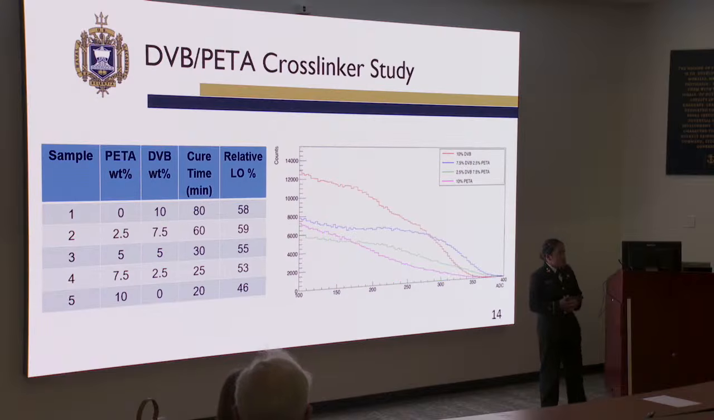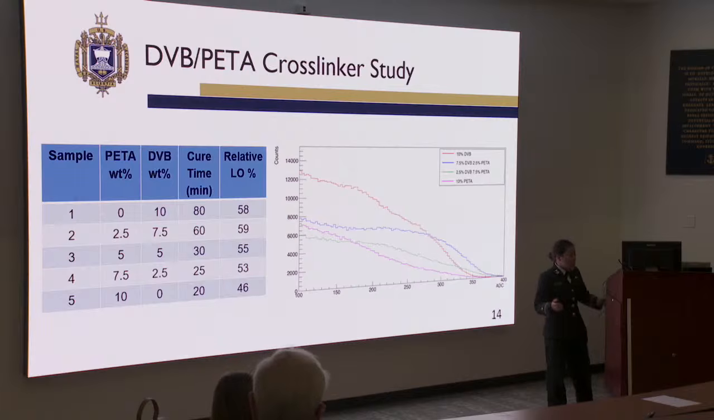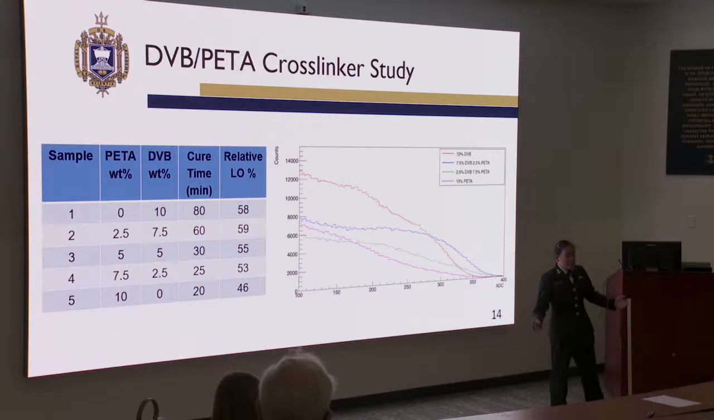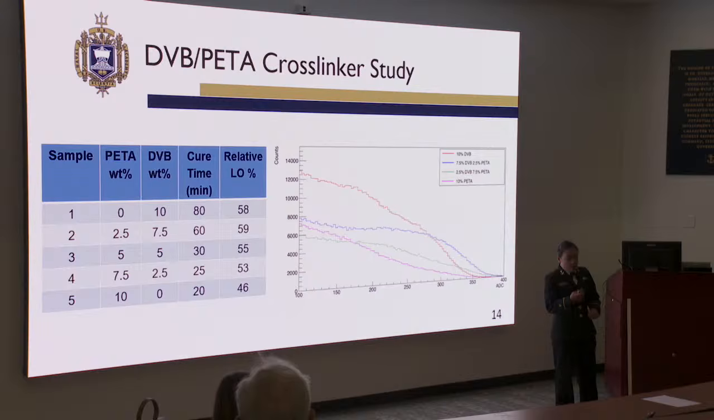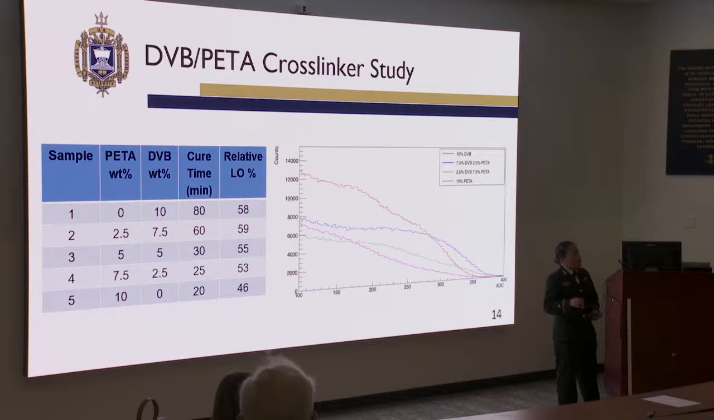For the crosslinker, the mixed crosslinker system, we can see that as we increase the concentration of DVB, again, very similarly, the light output increases and the polymerization time is slower. And if we increase the amount of PETA in the mixed system, the light output decreases, but the polymerization time is faster. So I set it on a happy medium. I went 50-50, 5% PETA, 5% DVB, to get the balance of the faster polymerization time and the relative light output at a good level.